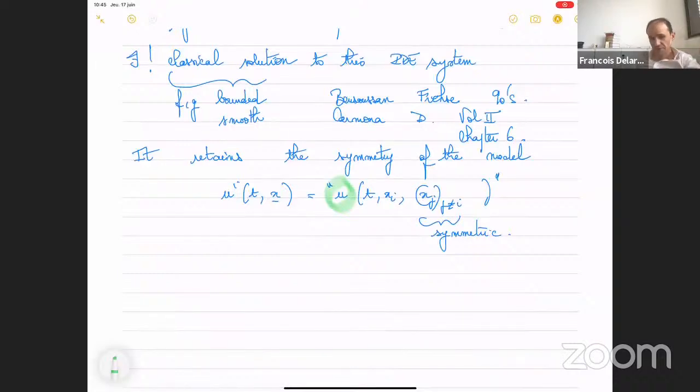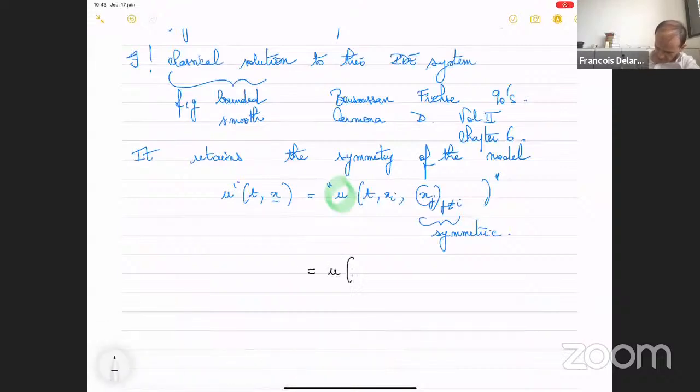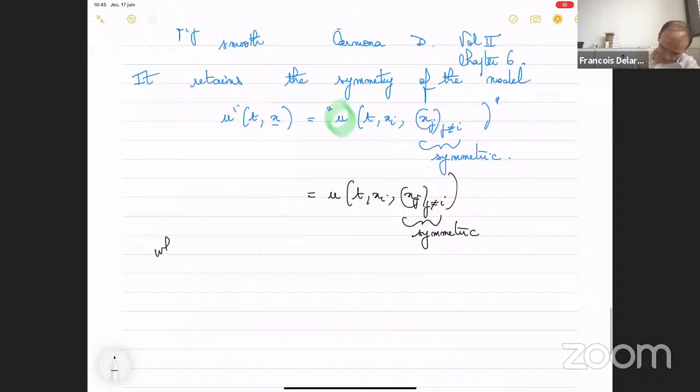So this is something that is absolutely rigorous. By uniqueness, you get this. You get that u^i(t, x underline), I insist, this is a result. Let me write this in black so that this is clear for all of you. And once again, this is symmetric, where u is again a function from R^(d×n-1) with values in R.